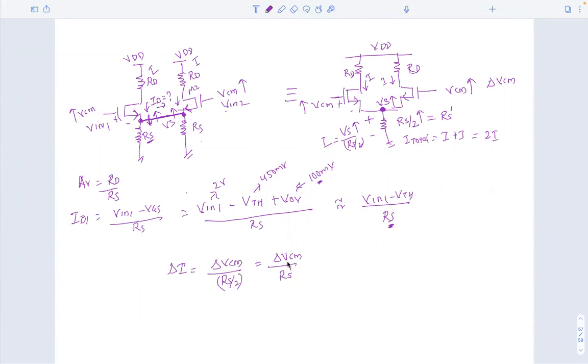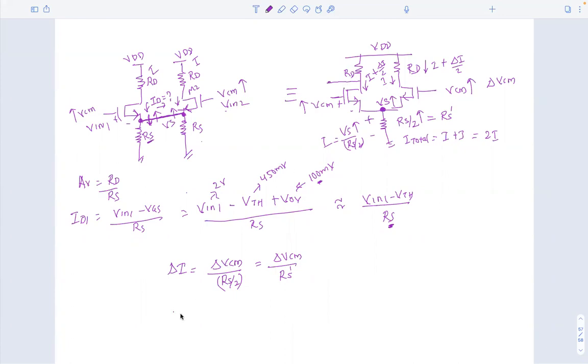The same current is equally divided between these two. So the same current will get added here, I by 2. And similarly here, earlier it was I, now it is getting added delta I by 2. So this is the current by 2 by 2, and that is flowing through this RD.